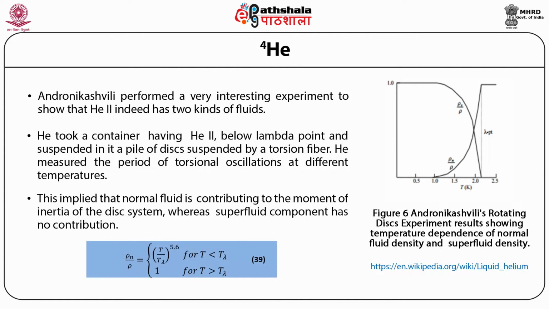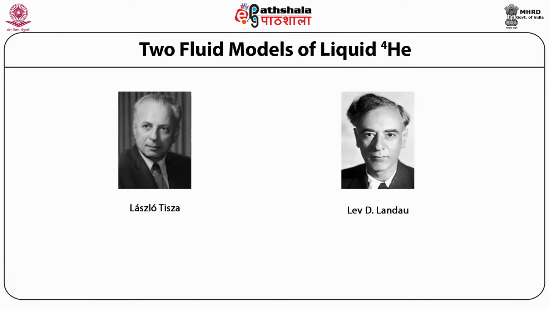This implied that normal fluid is contributing to the moment of inertia of the disk system, whereas superfluid component has no contribution. This experiment provided a proof of dependence of normal fluid density on the temperature as shown in figure 6. Fit for the experimental data is given by rho n upon rho equal to (T upon T lambda) raised to power 5.6 for T less than T lambda, and 1 for T greater than T lambda. So to understand this superfluidity, there were two famous physicists who gave a model called two-fluid model of liquid helium-4, one of whom was Laszlo Tisza and the other was Lev Landau.